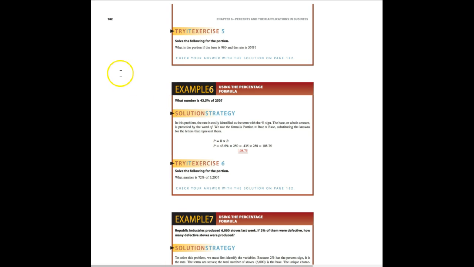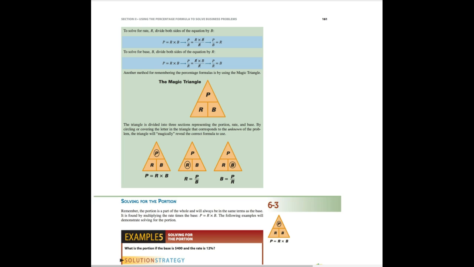Now we're going to move on to example 6 using the percentage formula. If we go back and look at the magic triangle, down here, percentage equals rate times base. So what number is 43.5% of 250? First thing we do, convert that percent into a decimal, 0.435 times 250. We get 108.75.